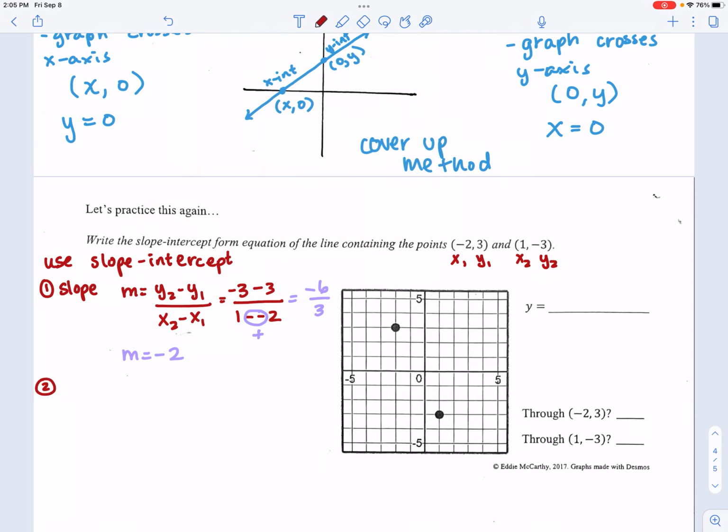Step 2, we're going to plug in a point, and that can be either our x1, y1 or our x2, y2. It does not matter. And the slope into our y equals mx plus b. Then we solve for our b value, or our y-intercept.